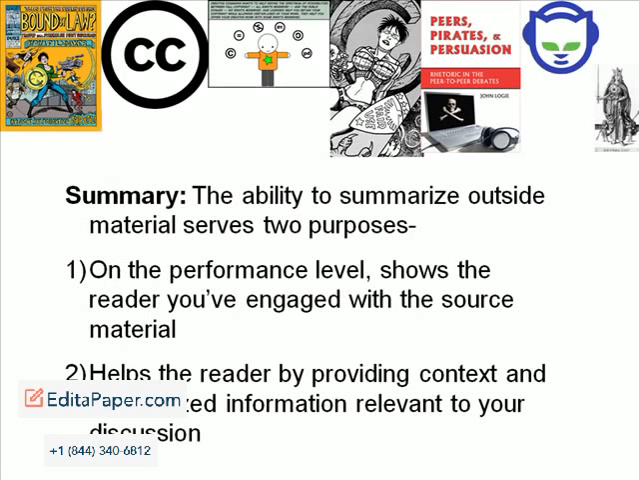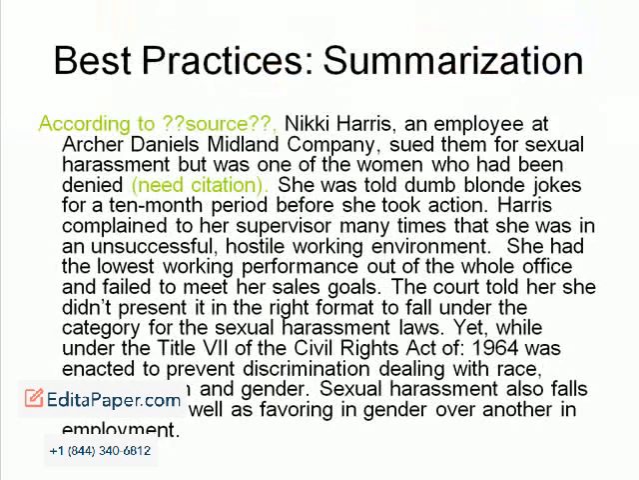Okay, and summarization. The ability to summarize outside material serves two purposes. So avoid using direct quotes when possible. Instead, summarize for your reader. It makes it much easier to read. On the performance level, it shows the reader that you've engaged with the source material, and in this class, you're trying to show your competency. It also helps the reader by providing context and synthesized information relevant to your discussion. And this is a best practice, but it's missing the signal in, so that's not a good thing.